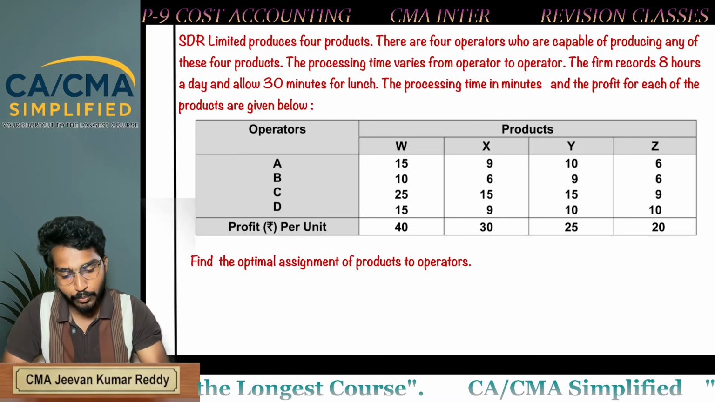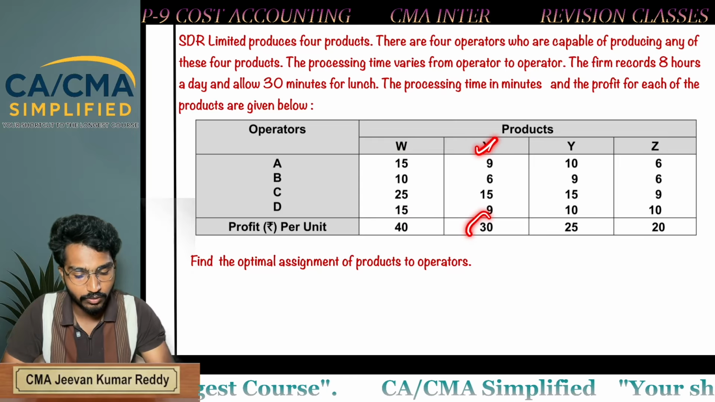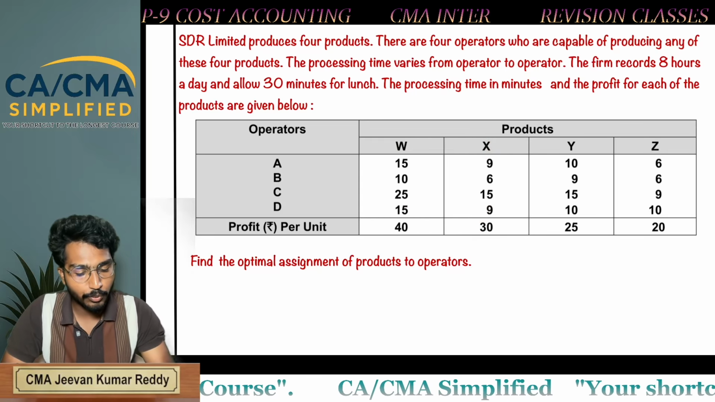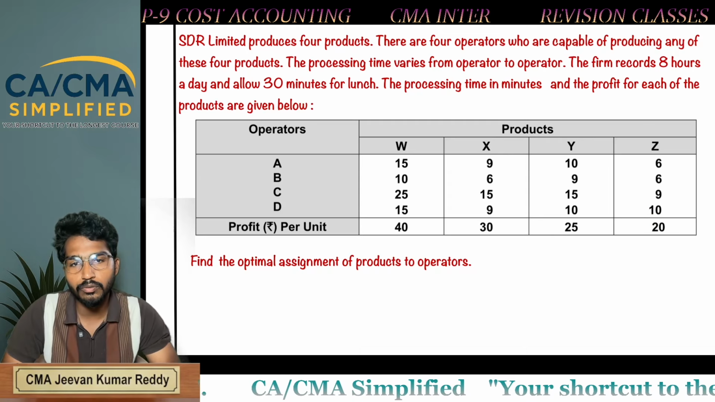Now if you produce W, you will get a profit of 40. If you produce X, you will get a profit of 30. If you produce Y, you will get a profit of 25. If you produce Z, you will get a profit of 20.